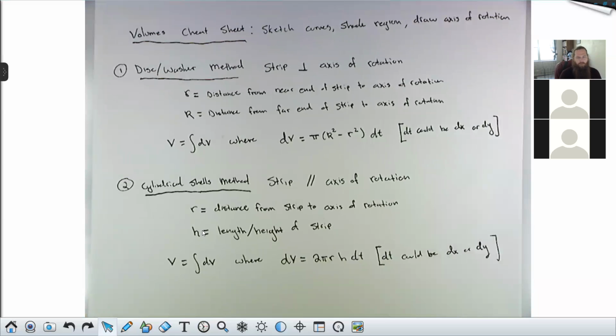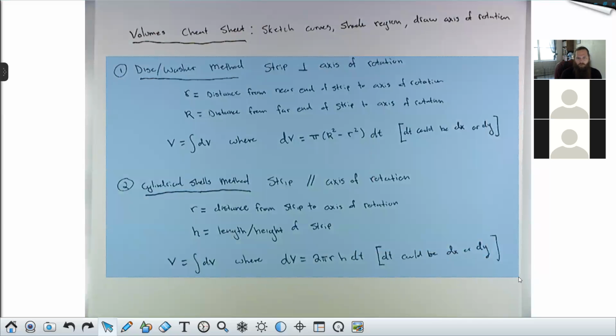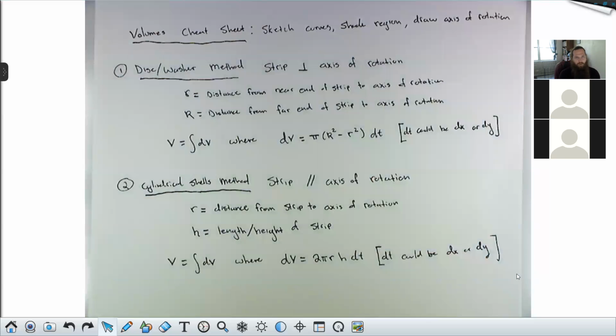With the cylindrical shells method, since the strip is parallel to the axis of rotation, if the axis of rotation is a vertical line, the strip would be drawn in vertically, which means its thickness is a dx thickness. So a vertical axis of rotation here means you're going to be working dx, and a horizontal axis of rotation for the cylindrical shells method means you'll be working dy. I recommend not memorizing that. This is kind of the minimal amount of stuff you can remember and be able to handle all these problems.